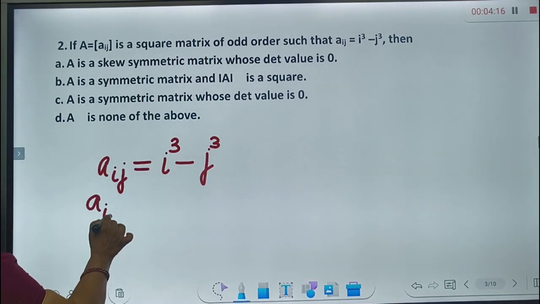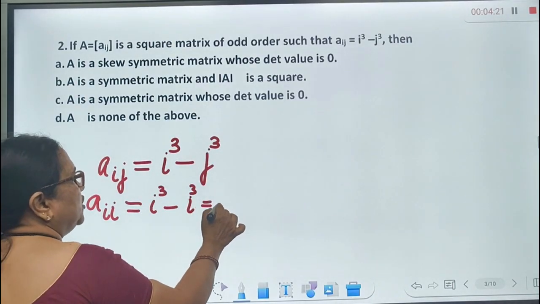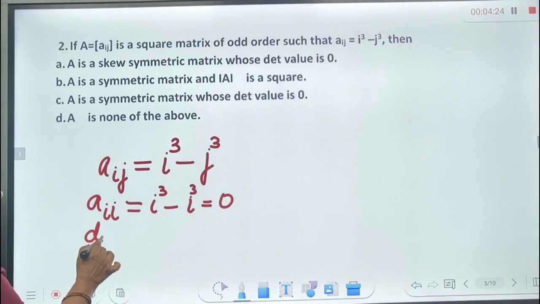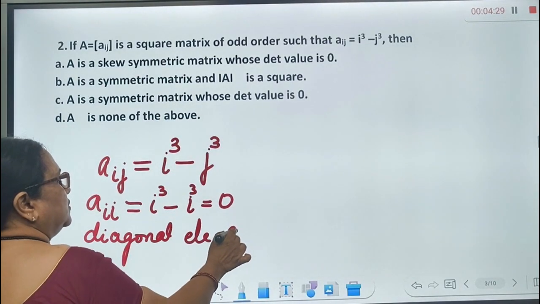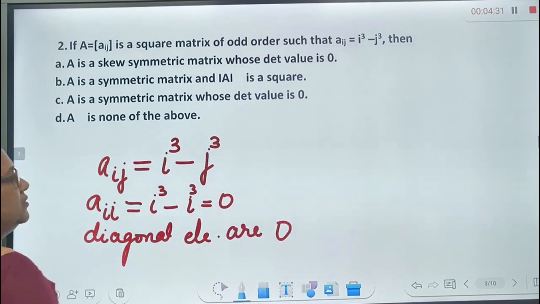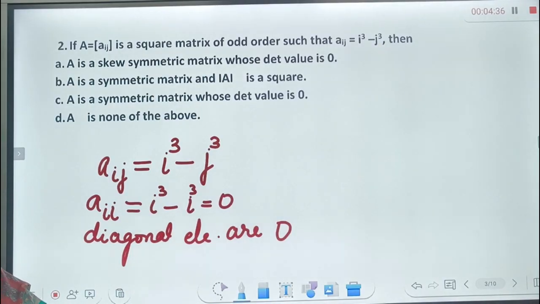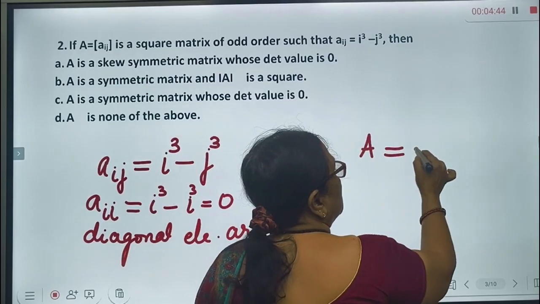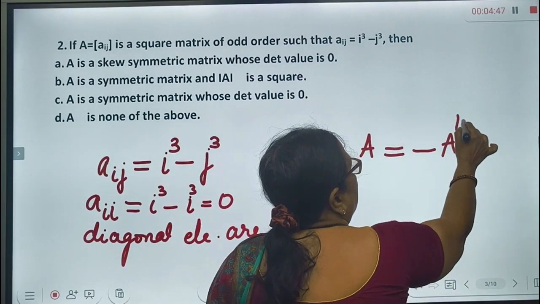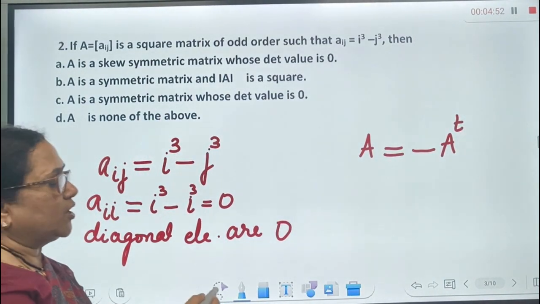So suppose I want to find Aii. I will get i cube minus i cube, which is 0. So the diagonal elements of a matrix are 0. Also, we know that in a skew symmetric matrix, the diagonal elements will be 0. Now, also in a skew symmetric matrix, what is the definition? A equal to minus A transpose. A matrix A is called skew symmetric if A equal to minus A transpose.